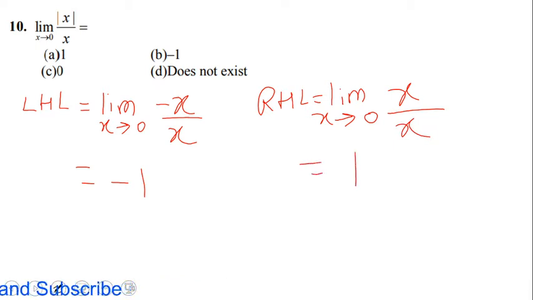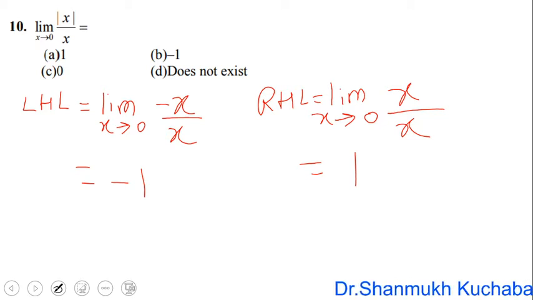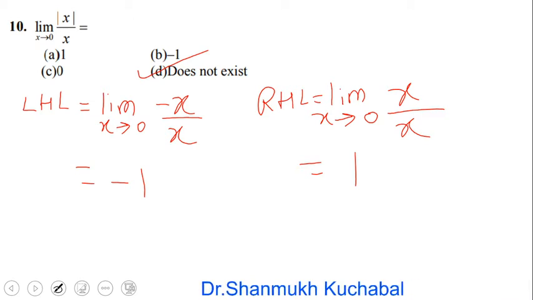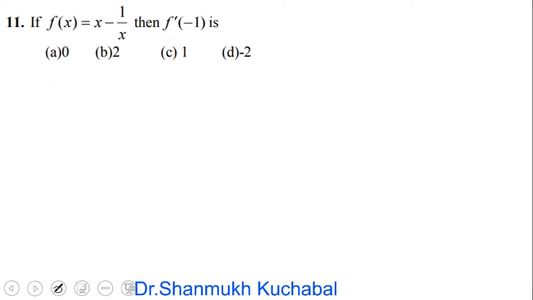So we will observe that left hand limit and right hand limit, they are not the same here. Therefore, the limit does not exist. So option D is the right answer over here. Okay, we'll move to our next example.